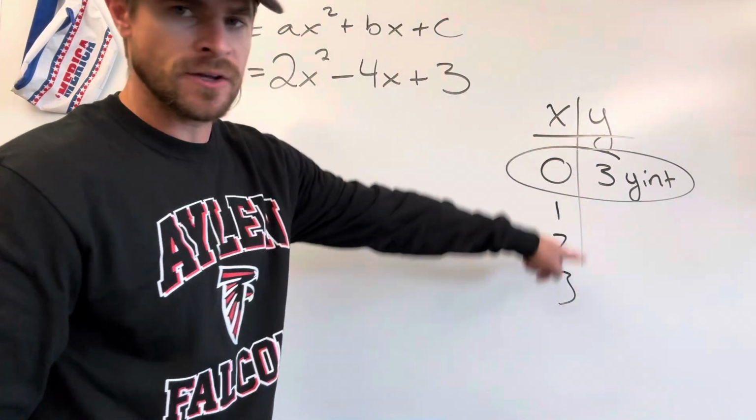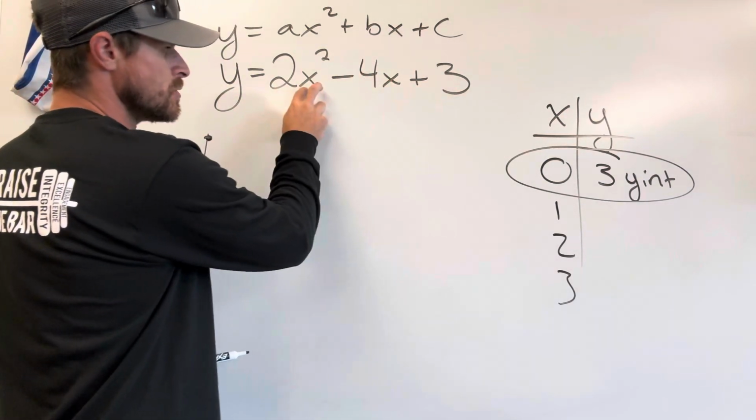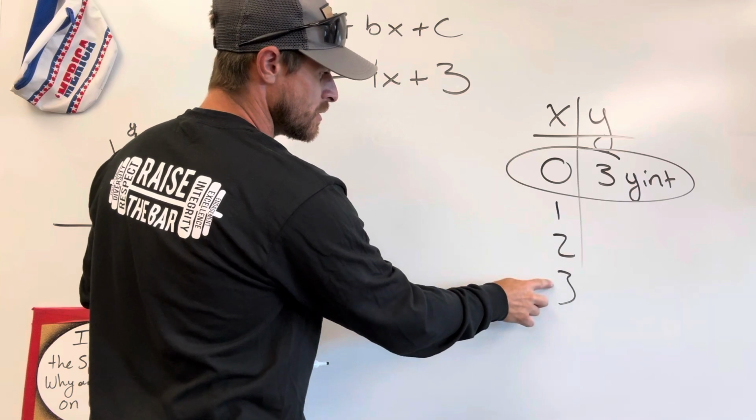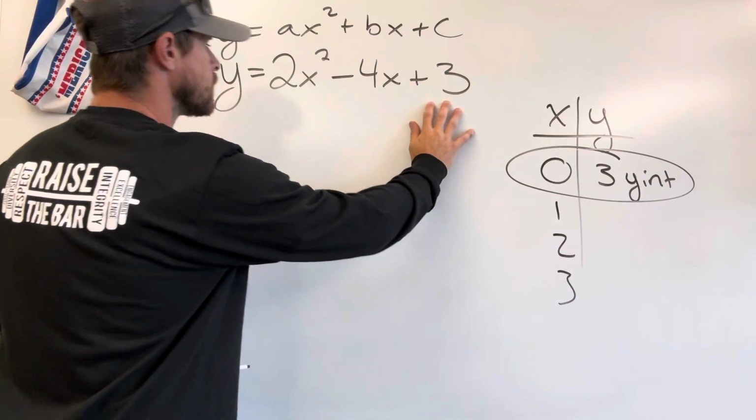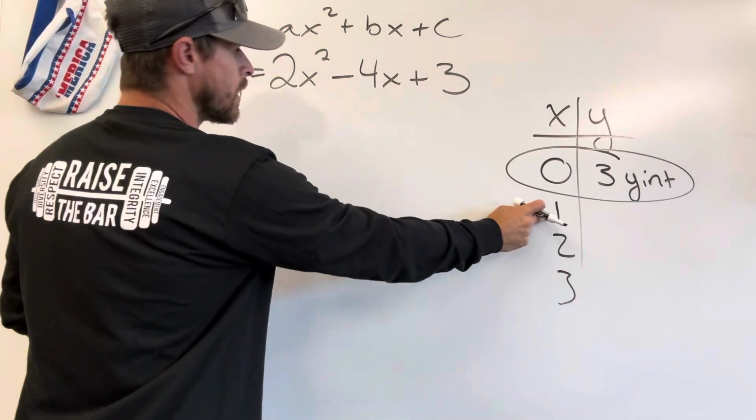So if you're being asked to fill this table out, all we're doing here is replacing x values with these x values, working it out so that it spits out an output for y values. So let's just do 1 right now.